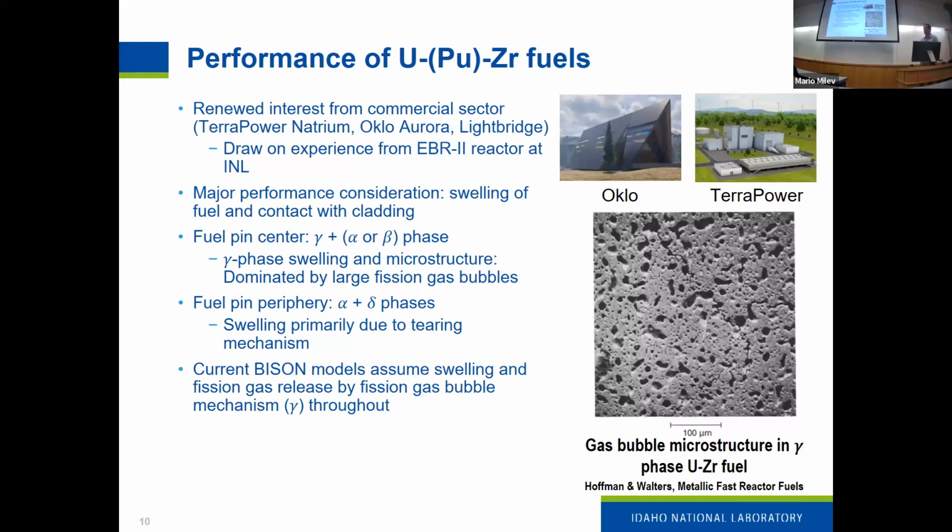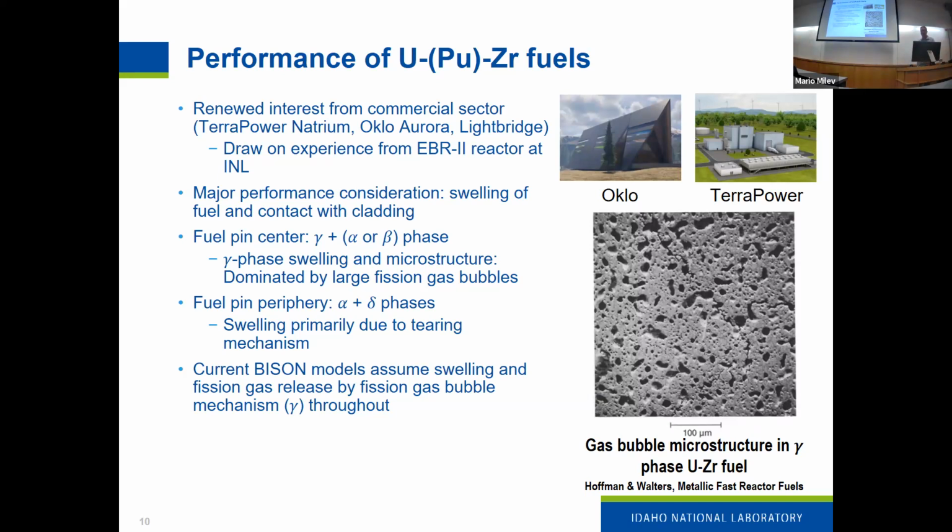So this type of fuel is of interest to several new reactor designs, such as the TerraPower Natrium, which is going to be sited in Wyoming, the Oklo Aurora, as well as Lightbridge. And so we do have some experience with this type of fuel from the EBR-II reactor at INL. And so one of the things that we know based on this experience is that this fuel swells a lot. And so that's a major performance consideration with this fuel. So swelling, coming into contact and potentially damaging the cladding as it does so, it's very important to understand.